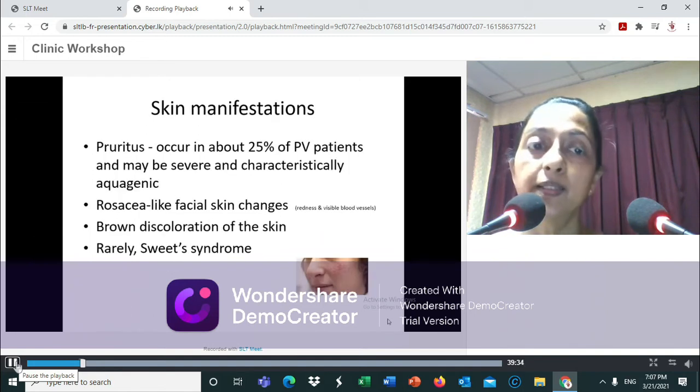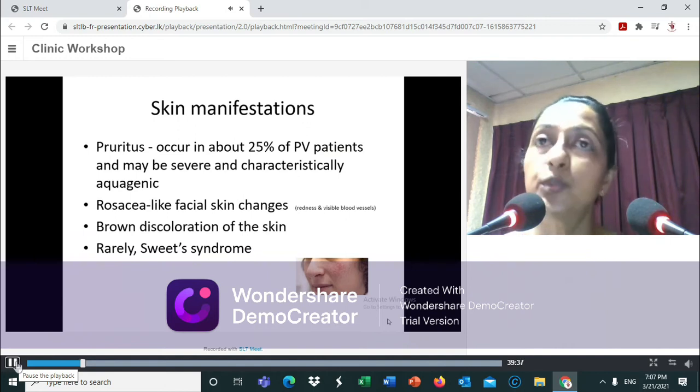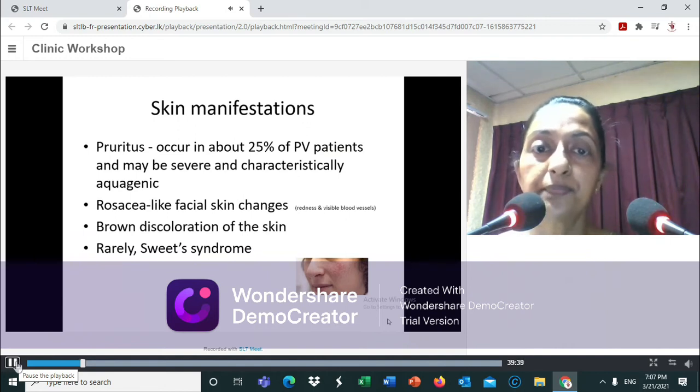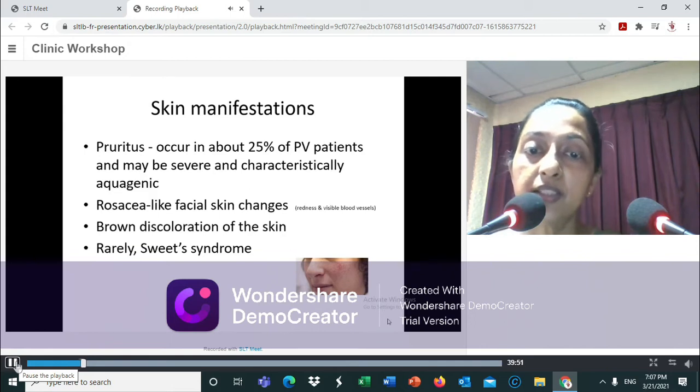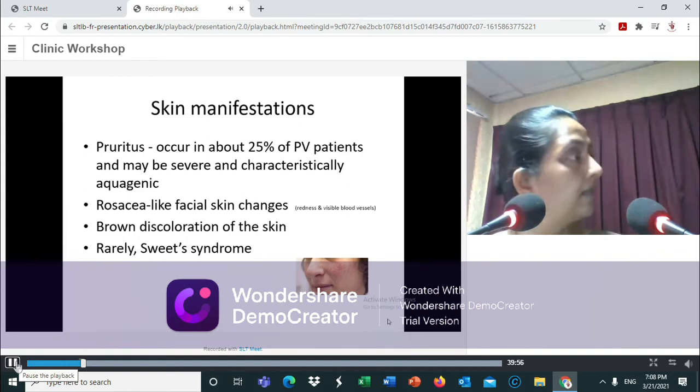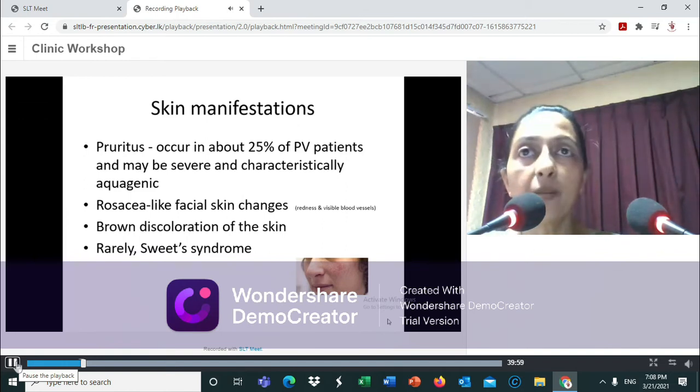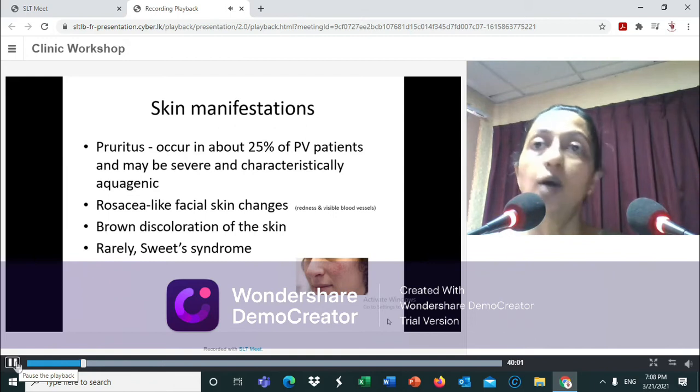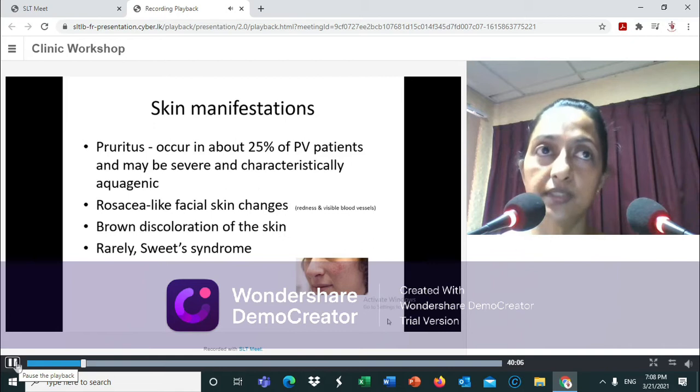Then they can present to dermatology units with pruritus. This is a severe, characteristically aquagenic pruritus which can occur in about 25% of polycythemia vera patients. And rosacea-like facial skin changes, which is a redness in the face with visible blood vessels. Right? Brown discoloration of the skin and rarely Sweet syndrome, which is another skin manifestation of bone marrow disorders.